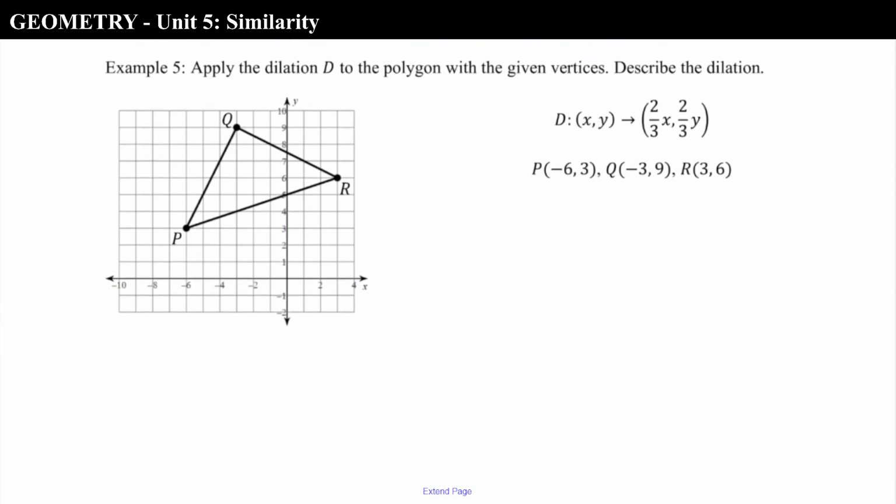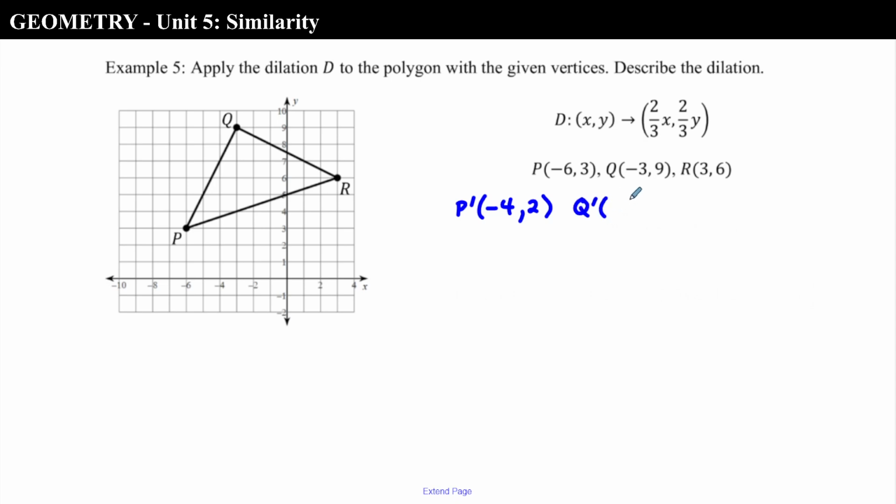All right, example 5. Now we have a scale factor that is 2/3, but we do it exactly the same way. Do not let the fraction discourage you. So let's start with P prime. -6 times 2/3. 6 divided by 3 is 2. 2 times 2 is 4, so we have -4. 3 divided by 3 is 1. 1 times 2 is 2. So that's our P prime.